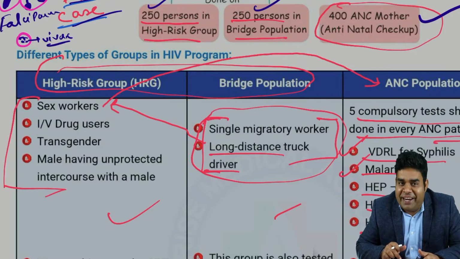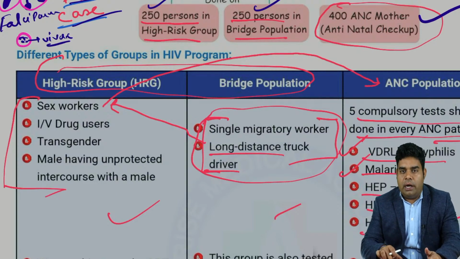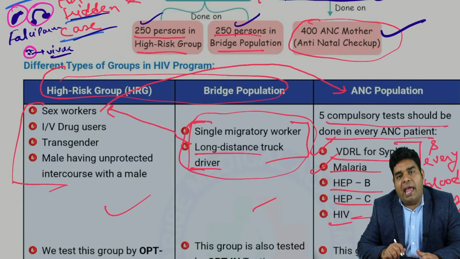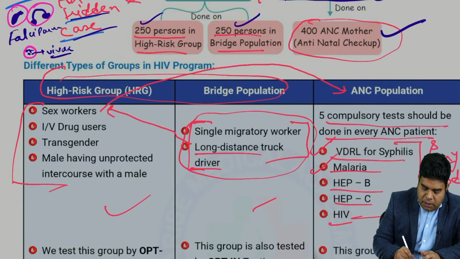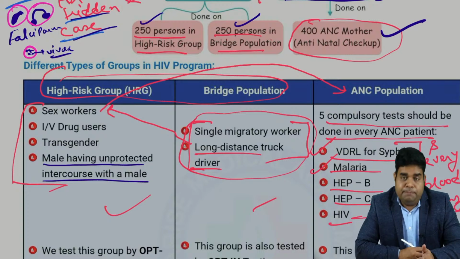Sex workers come here in the high risk group. Other than sex workers, in the high risk group we have intravenous drug users, transgender, and MSM. What is MSM? Male having sex with male. So these four come under the high risk group.